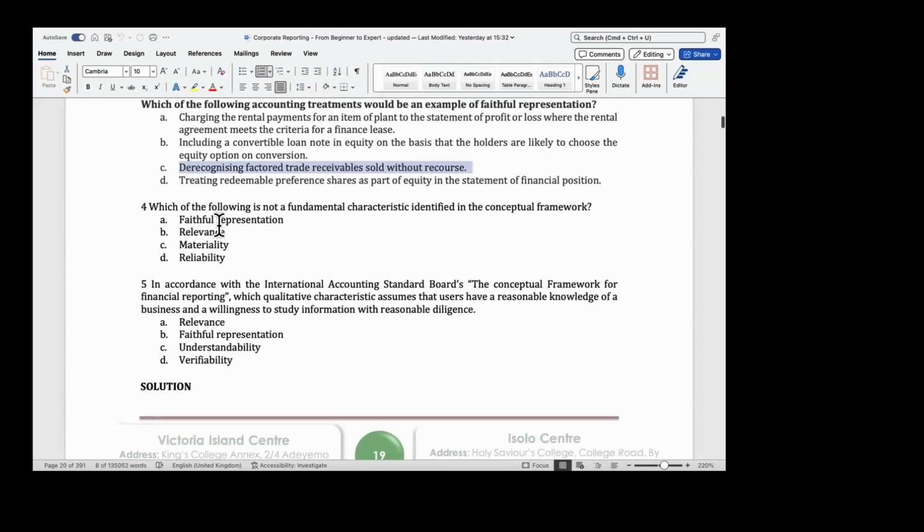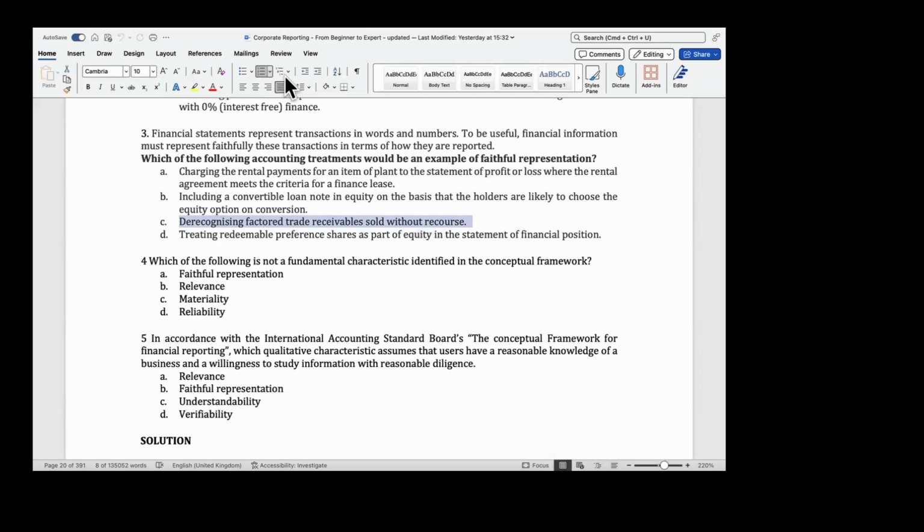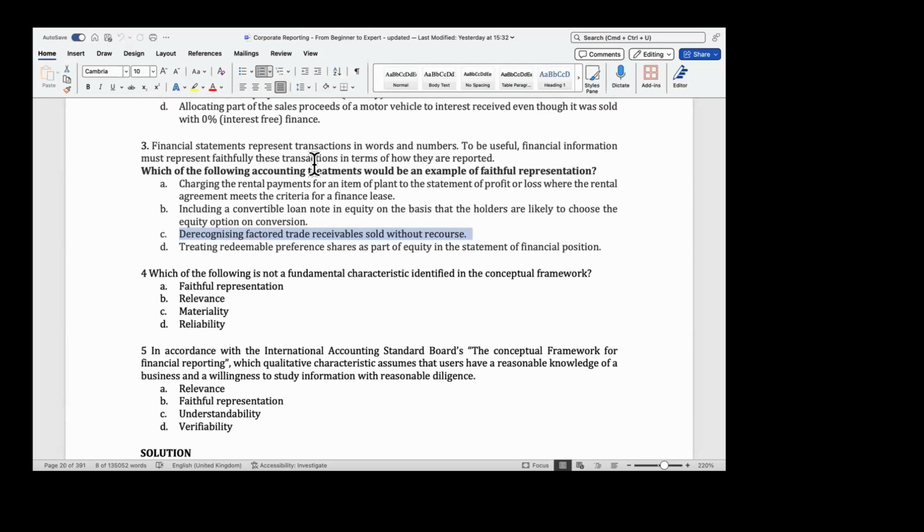Number 4. Okay, I think this one is straightforward. Which of the following is not a fundamental characteristic identified in the conceptual framework? A, faithful representation, B, relevance, C, materiality, D, reliability. What's the answer? Which of the following is not a fundamental characteristic? D, reliability. That's correct. The answer is reliability. Faithful representation is there. Relevance is there. Materiality, though not separate, is what affects relevance. So the answer is D.